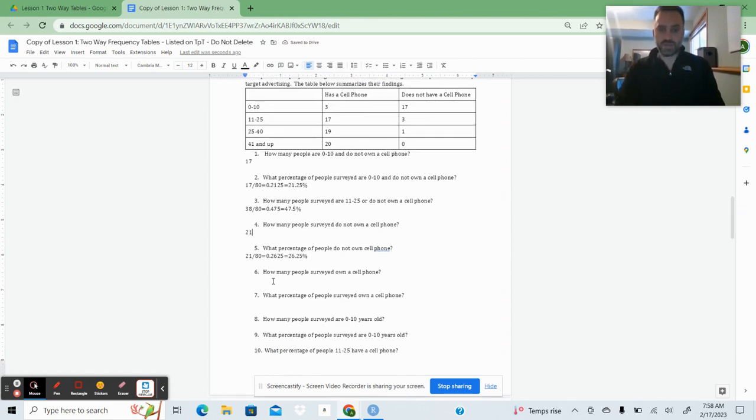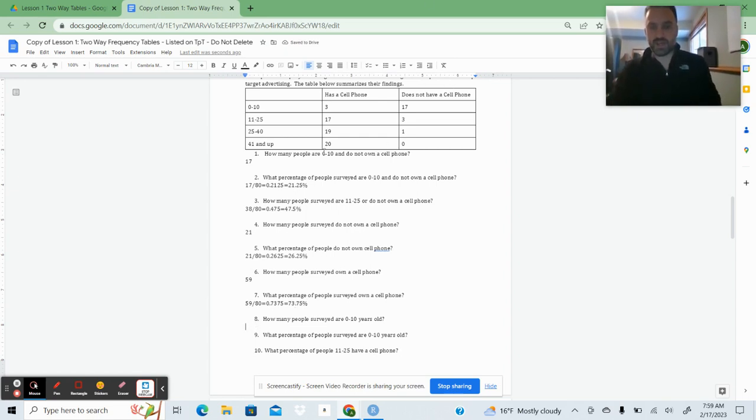How many people own a cell phone? So we just add up this column, 3 plus 17 plus 19 plus 20, we have 59 respondents own a cell phone. And then what percent is that? Well, that's 59 out of 80, which is 0.7375. And then as a decimal, we just slide it 2 spots to be a percent, so 73.75%.